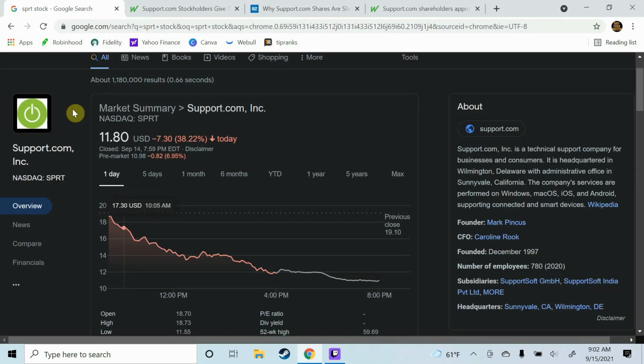So SPRT stock is up over 170% in the past 3 months. And I'm going to be upfront and honest with you guys right away. We are not going to pull any punches here. I realistically think that the ride for support.com is over now. And I know a lot of you aren't going to like to hear that, but all I can do is give you guys my honest opinion. And at this point in time, that is what my opinion is.